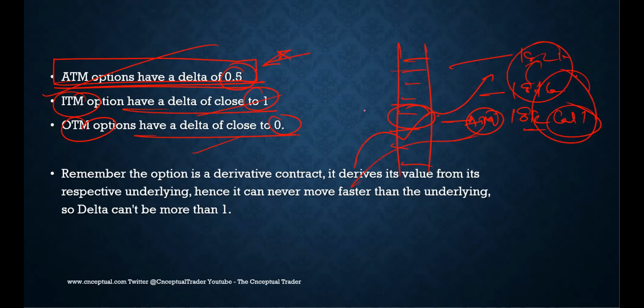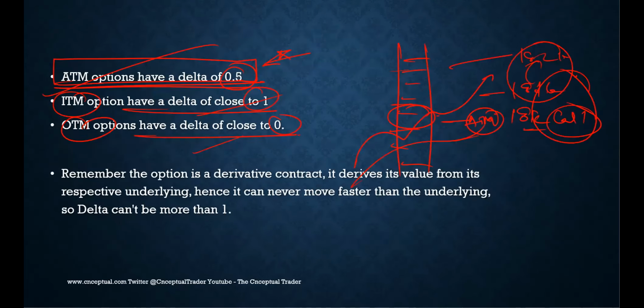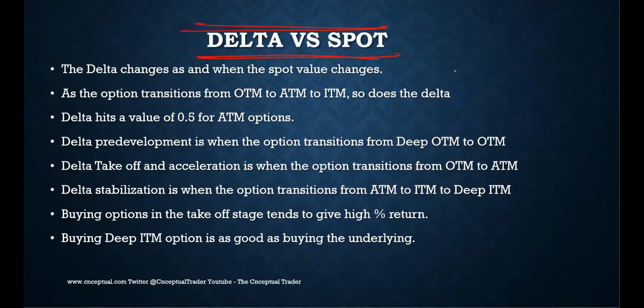And because any strike gets changed from ATM to in the money or OTM, that means delta will also change, because we have established that ATM options have 0.5 delta. So now the delta will keep changing. Earlier the 18,000 strike had a delta of 0.5. Now 18,200 will have a delta of 0.5. So delta changes as and when the spot value changes. Whenever the spot value changes, delta will change.